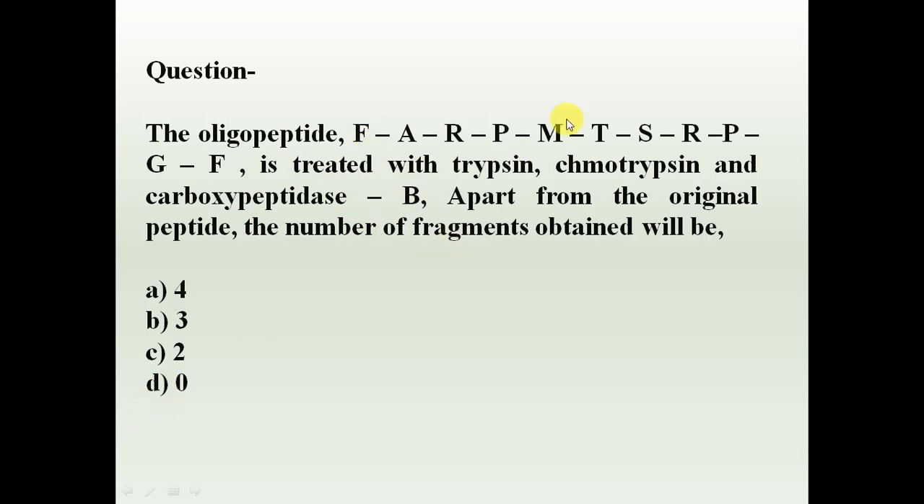As you can see, trypsin will not cleave it because there is proline present near arginine. Chymotrypsin will not cleave it because it performs internal cleavage, not at the terminals. Carboxypeptidase B will not cleave it as it performs terminal cleavage, and there is no arginine at the terminals. So carboxypeptidase B will not cleave this chain, and you will get no fragments at all. So the answer is D, which is 0.